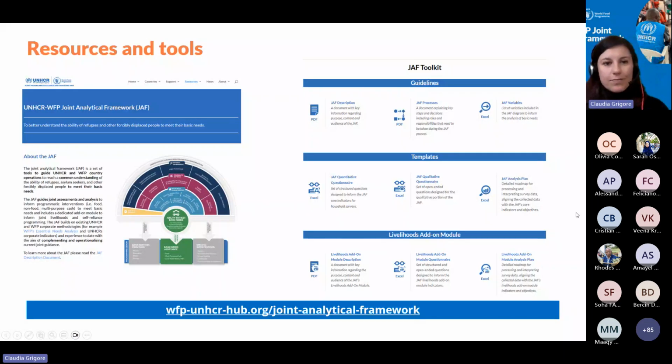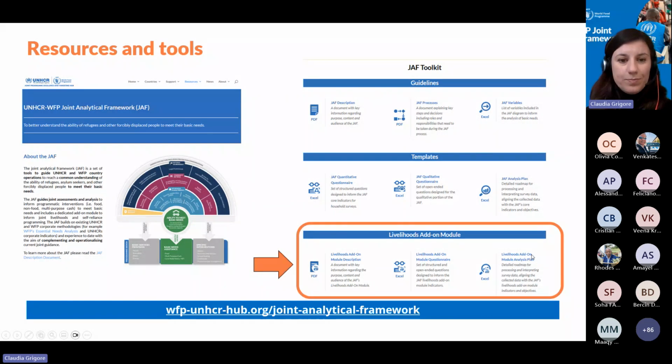Now that Alessandra has introduced you the JAF Livelihoods add-on module, allow me to show to you the add-on module's resources and tools that are available for you to use. First question is, where can we find them? Where can we find those resources? Well, we can find them on the JAF website that you find here at the bottom of the page. And once you open the page, you will see that you have the section JAF Toolkit. And under JAF Toolkit, you have the Livelihoods add-on module. And this is where you have all the resources for the add-on module.